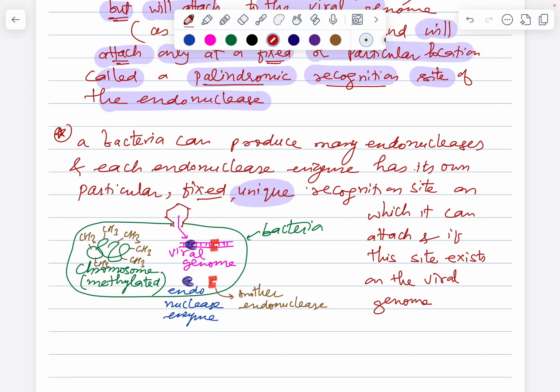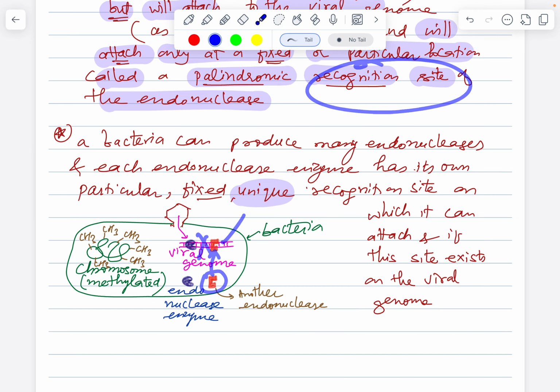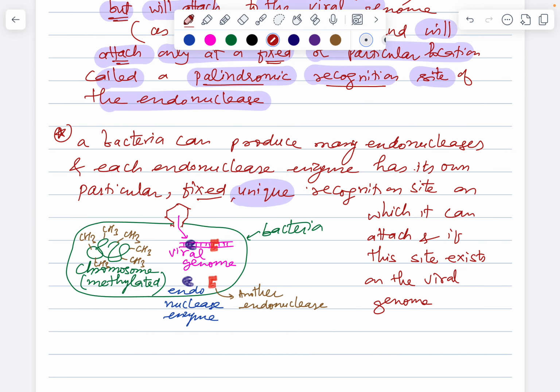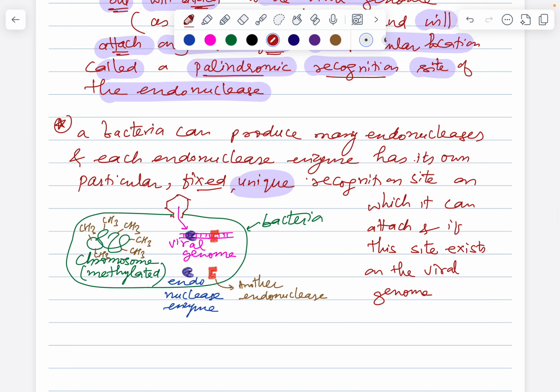What if the bacteria produces an enzyme but the viral genome doesn't have a recognition site for that enzyme? Do you think this enzyme will be of any use now? No, it will be useless. The bacteria produces an enzyme, listen to this again. The bacteria produces the enzyme, but the enzyme fails to find out any recognition site for itself on the viral genome. So such enzyme is a waste. They'll just keep lying down in the cell. But then it's okay, it doesn't matter. They might be helpful in future against maybe some other type of virus.